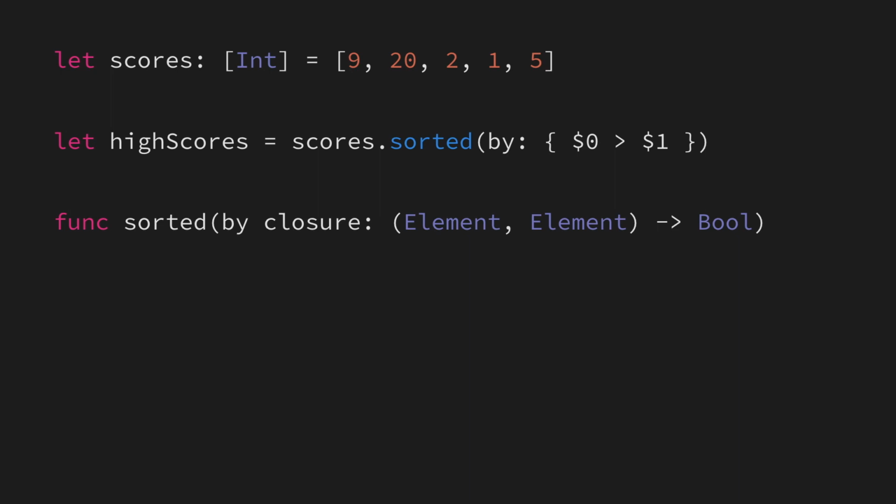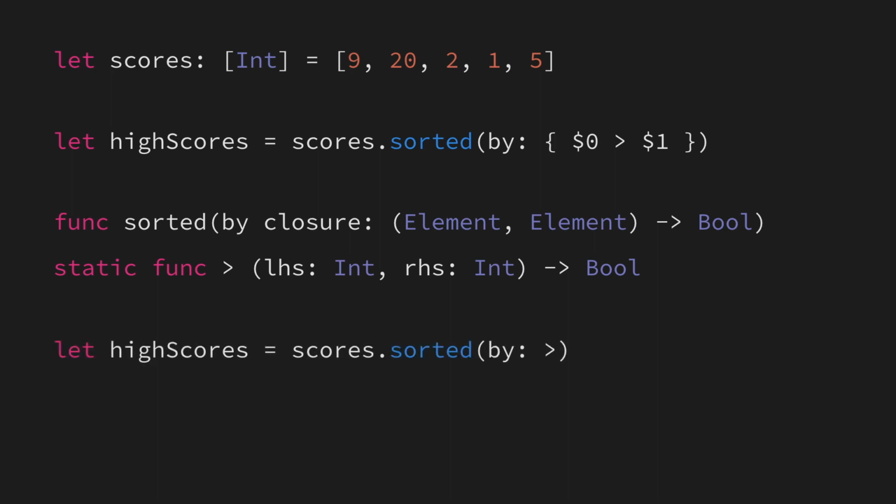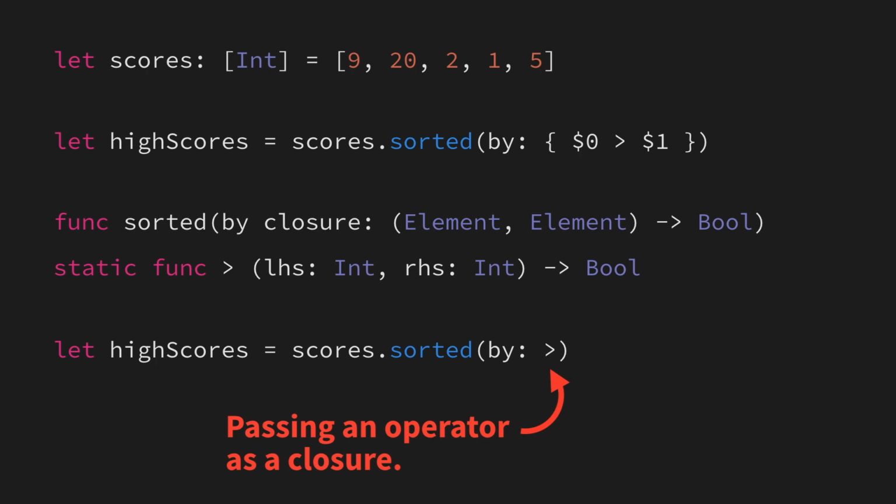Now in Swift, operators such as the greater than operator that we're using here are actually also declared as functions. The operator we're using here looks like this. And interestingly enough, we can see that it has the exact same shape as the closure that we were using before. So again, we can go ahead and simply replace our closure with a reference to the operator itself, because Swift enables us to even pass operators as closures as well.